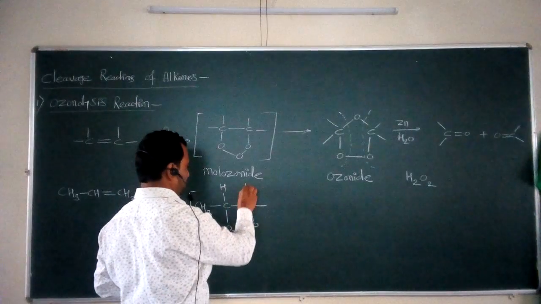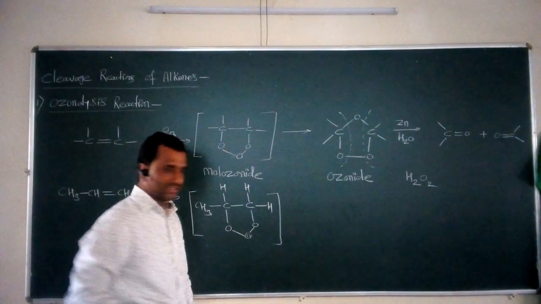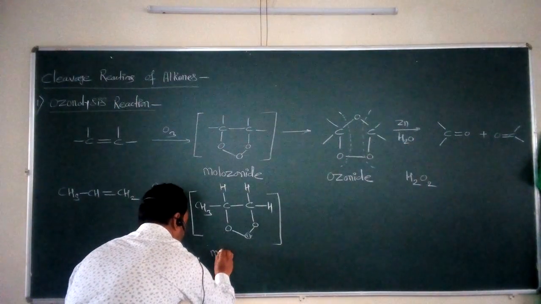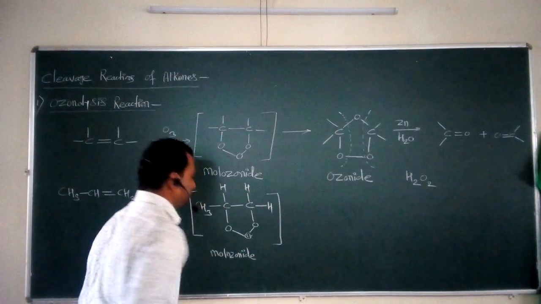After that, what are the atoms attached to this second olefinic carbon? These are the two hydrogens. So first hydrogen, this is a second hydrogen. So what is the name of this compound? Again it is called the molozonide. This is a molozonide.